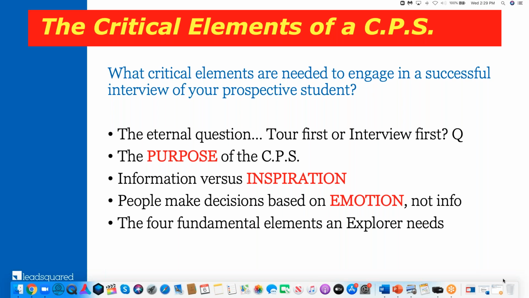All right. And now the 4 fundamental elements an Explorer needs. This is critical too of a career planning session. They need to know where they are in their life. They need to know where they're going. They need to know how to get there.